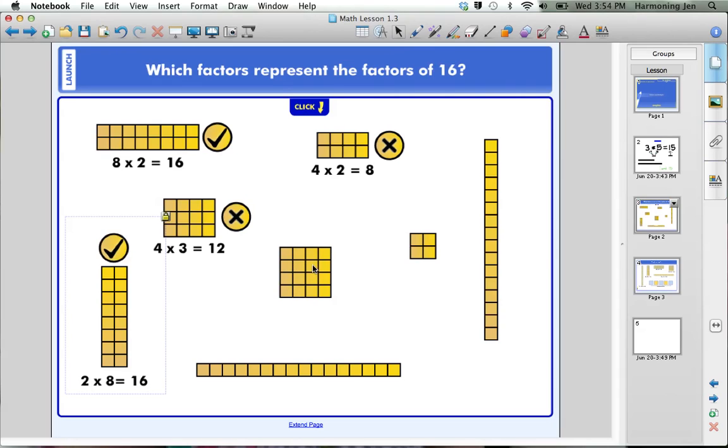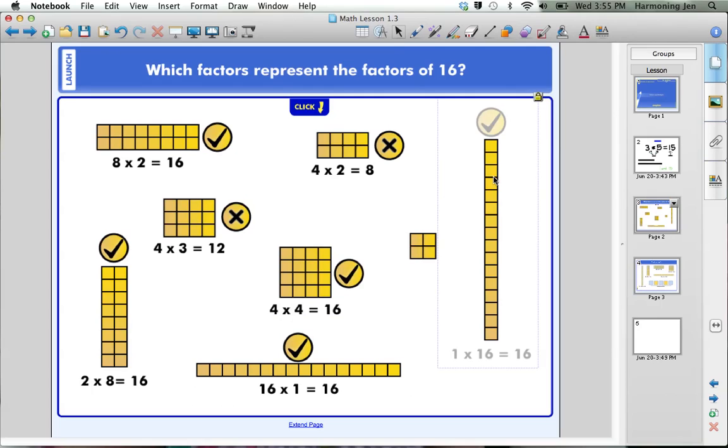Here we have a 4 by 4 array, which is actually a special kind of array because it makes the shape of a square. We'll be talking about those in the future. Yep, this one also represents the factors of 16. How about this array here? We have 1 row of 16. Yes, of course that's going to represent the factors of 16. And its opposite, 16 rows of 1, which also represents the factors of 16.